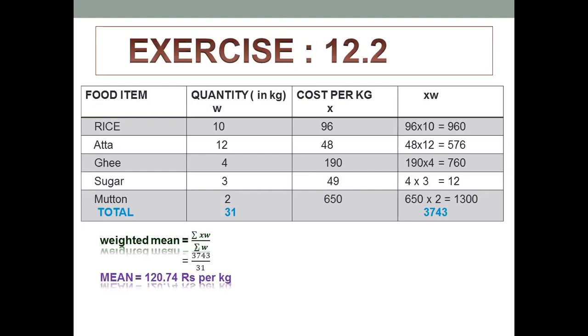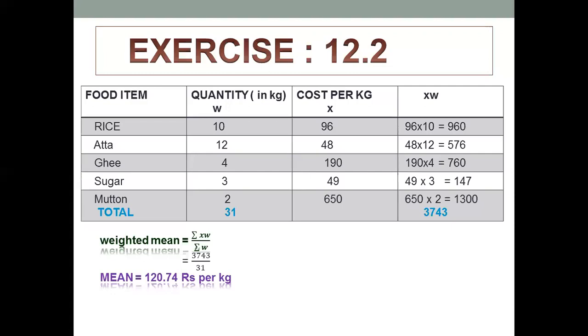In the same way we multiply them, and then add the numbers after the multiplication. You get 960, 576, 760, 12, and this is 1300. The sugar is 3 into 49. I wrote here by mistake 4 multiplied by 3. This is 49 multiplied by 3, so definitely the multiplication will change and also the sum will change. Yes, 49 multiplied by 3 is 147. 650 multiplied by 2 is 1300.